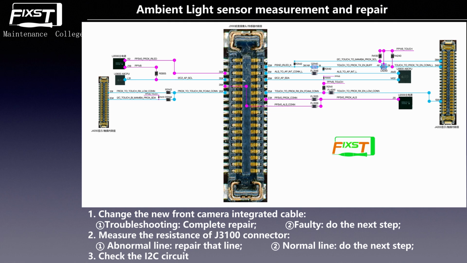And after that we go down. As you can see, the D2 and D3, the names are I2C0, AP, SDA, and SCL, right? And this is the I2C bus line.